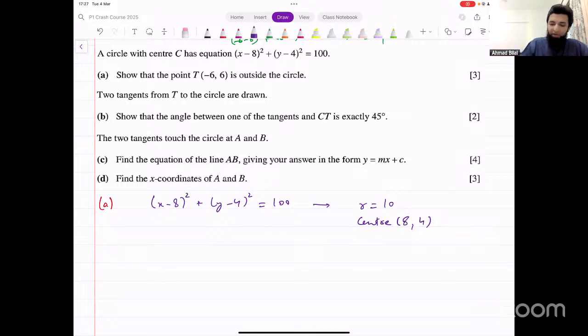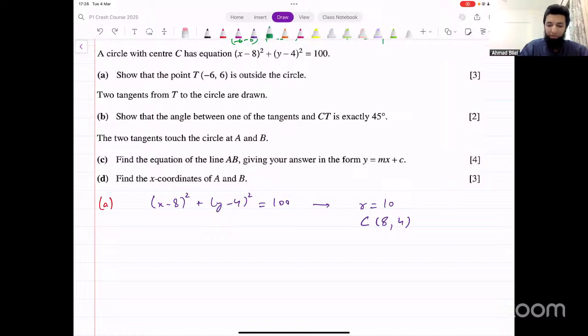Now, the point T, and the center is C, let me call this C. C is (8, 4). If the distance of point T from C is greater than the radius, if there's some point which has a distance more than 10 from the center, that would mean that point lies outside the circle. And if a point has its distance from the center less than 10, that would mean that point lies inside the circle. And if the distance is equal to 10, that means it lies on the circumference.